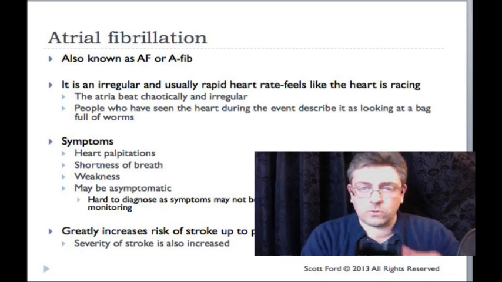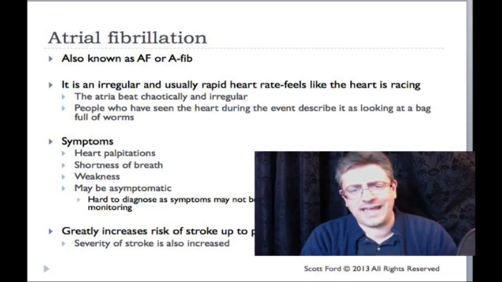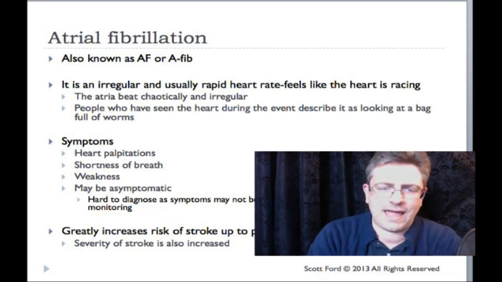All right, and of course now we're going to finish this off, right? So the first pathology we're going to talk about is atrial fibrillation, also known as AF or AFib.